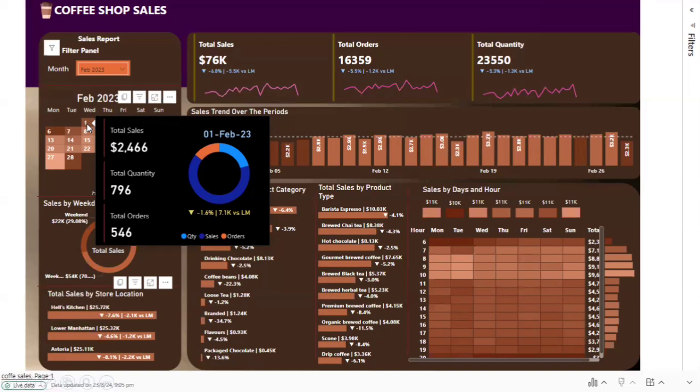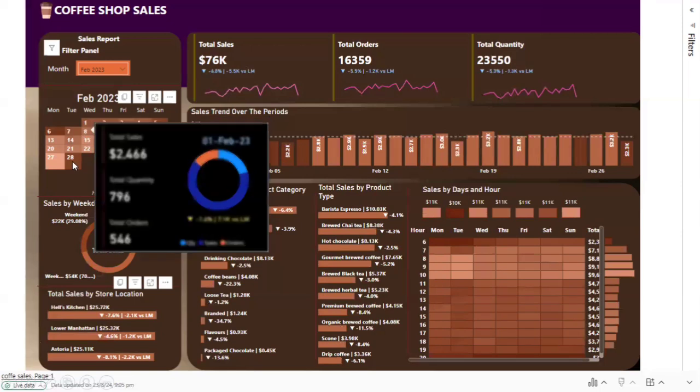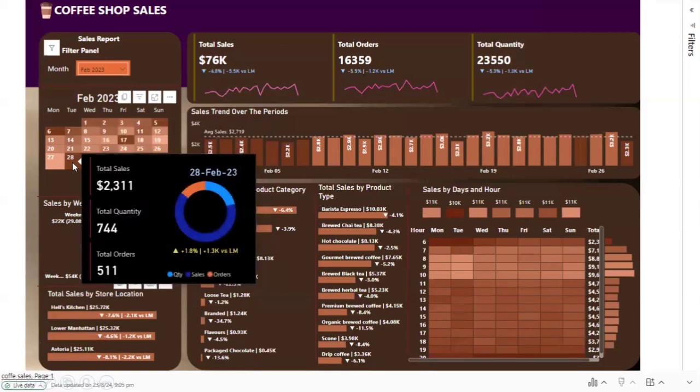And we got 7.1K less sales value. So if you hover over a specific 20, it looks very dark. So it got $2,311 in sales, but it is increased by 1.8% compared to the last month's 28th date.